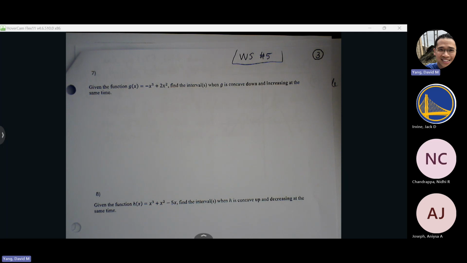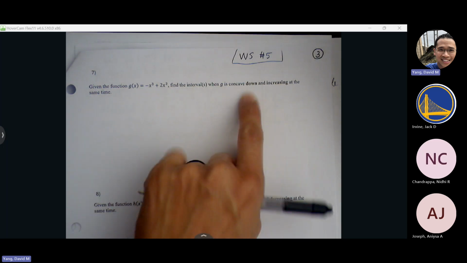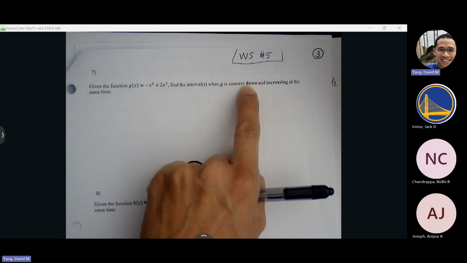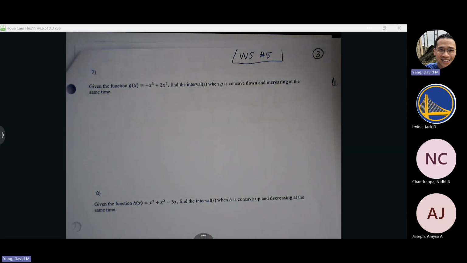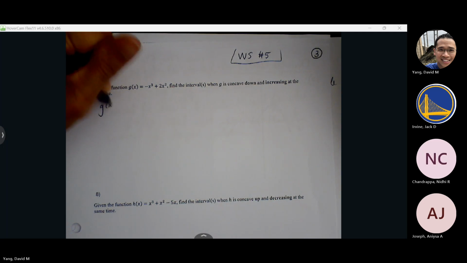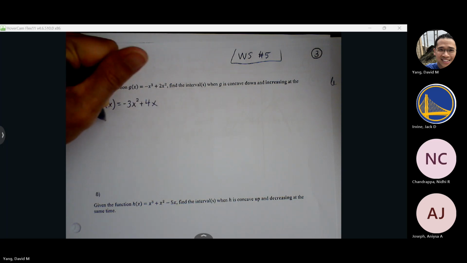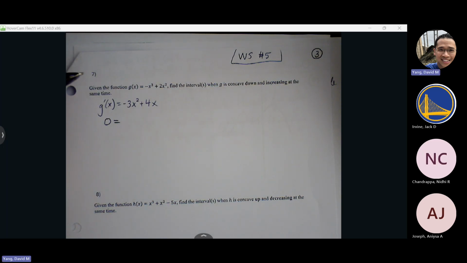Okay, given the function f of x, find the interval where the graph is concave down and increasing at the same time. So we're going to create 2 sign lines, a first derivative sign line and a second derivative sign line, and then we can line up the 2 sign lines and see when the 2 behaviors are occurring at the same time. So find g prime. My critical points.